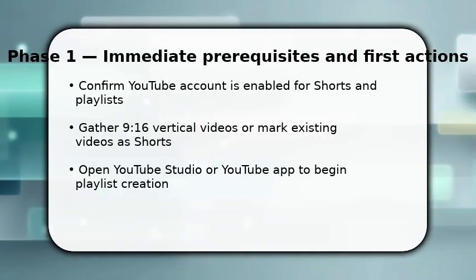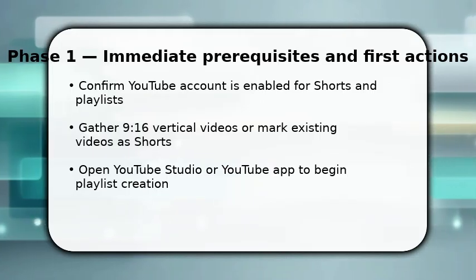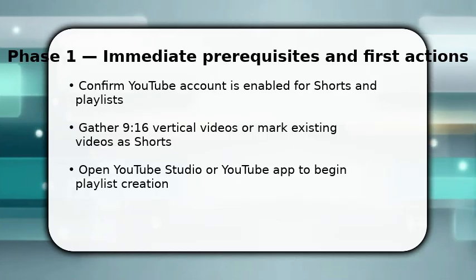Once done, open YouTube Studio on desktop or the YouTube app on mobile and go to Content. This gets you immediately into management so you can create a playlist and start adding videos right away.